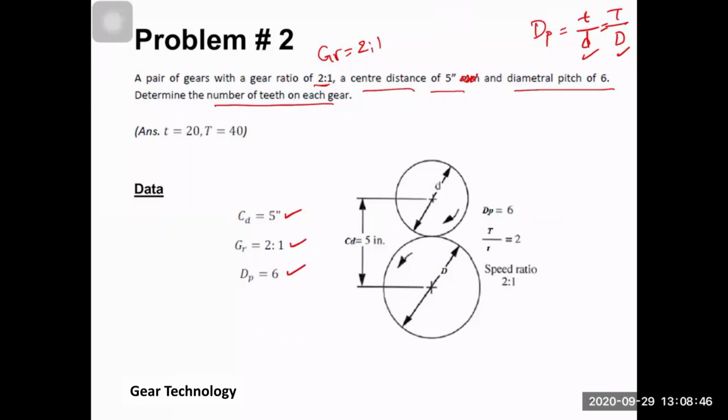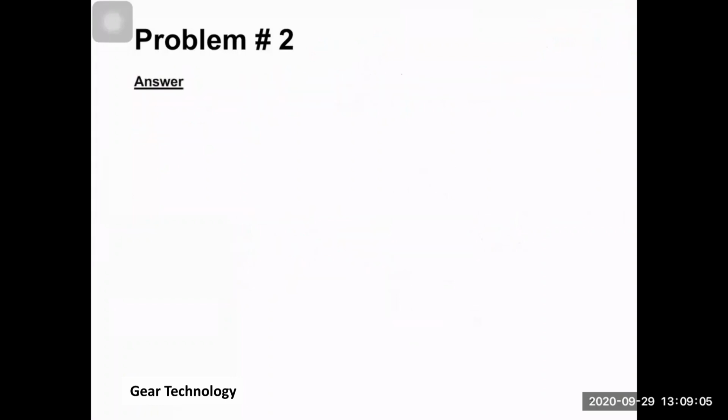So what we need to do here in order to find the number of teeth, okay? Again, remember the definition of the center distance. The definition of the center distance can solve the problem. So the gear ratio is 2 to 1. Then the gear ratio is equal to capital D over small d is equal to 2, okay? From here, we can say capital D is equal to 2 times small d. So this is the first step, coming, of course, from the gear ratio.